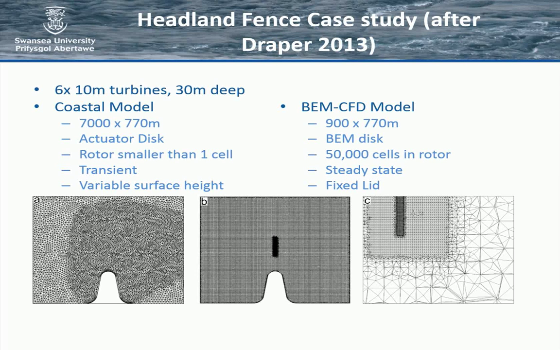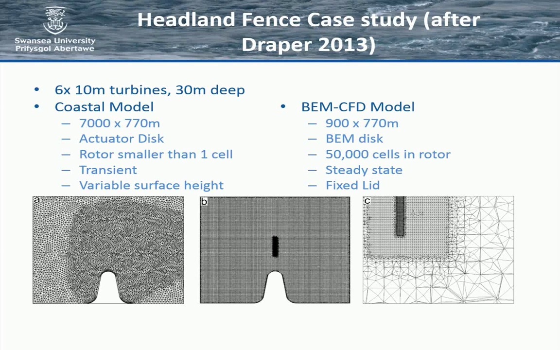And we've got to recognise some input from the Terawatt project for some of the resources behind this work as well. So the mesh for the coastal model is on the left-hand side. This is a subsection of the model for the coastal approach. It's actually 7,000 by 770 metres.